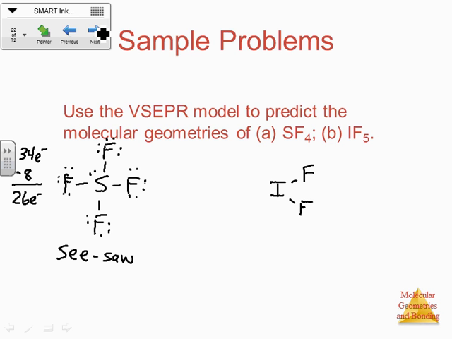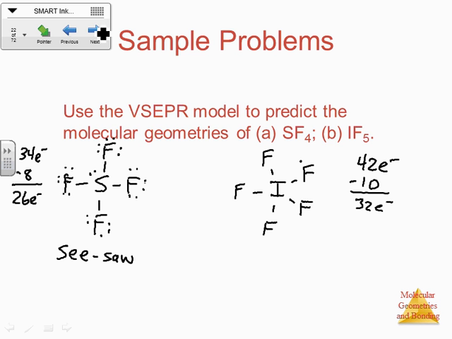IF5, last one here. Okay, so IF5, we need to count up our valence electrons here. We've basically got 6 halogens in this one, so we've got 42 total electrons, because each of them has 7. We used up 10 of those with the bonds in the middle.